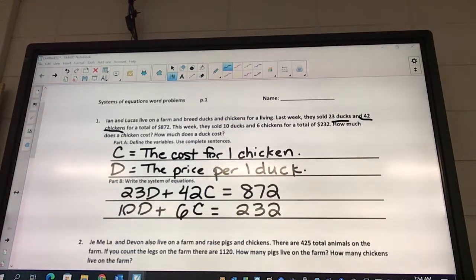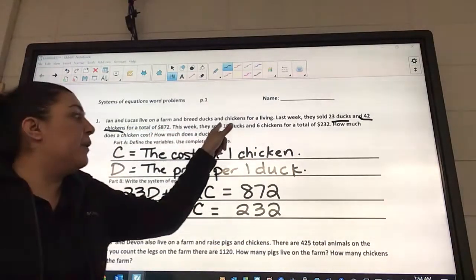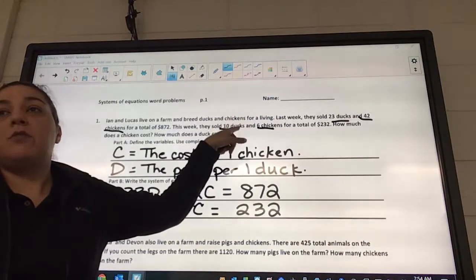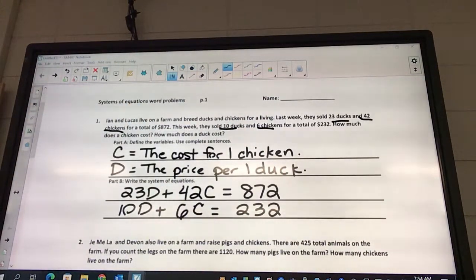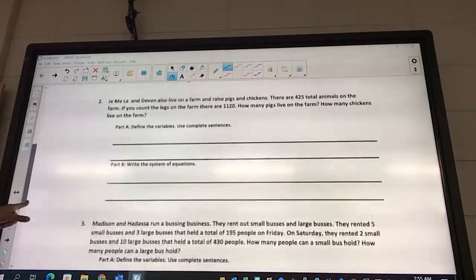The one key takeaway is definitely read, because sometimes you guys go in order and it might have said 10 chickens and 6 ducks. So don't just assume whatever comes first, like actually read it. And if you prefer to use X and Y, you totally can.